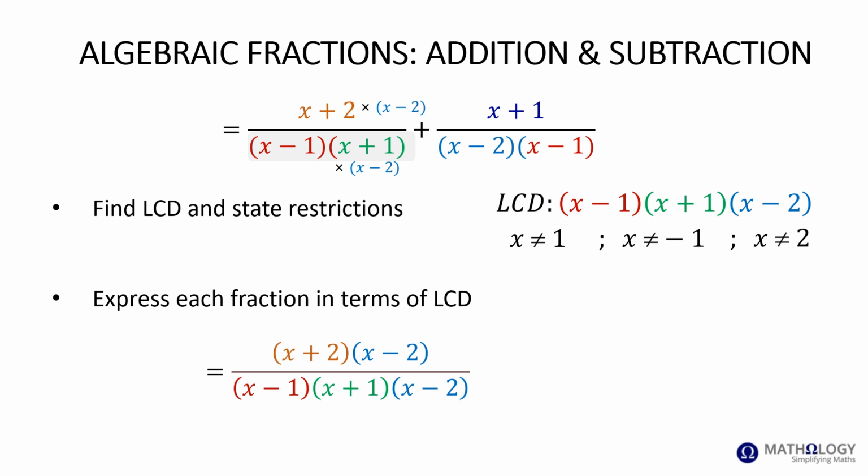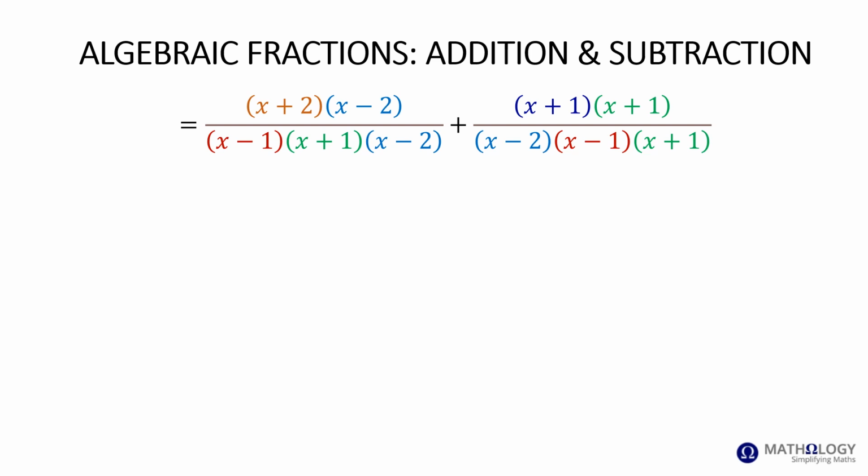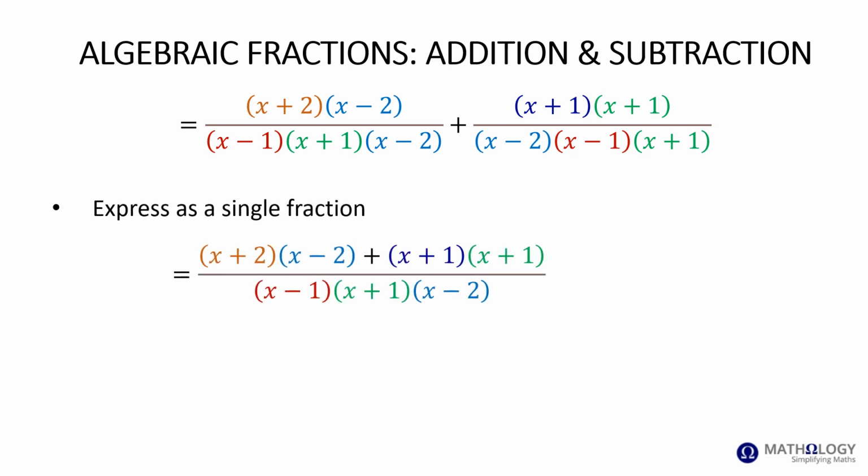LCD. Likewise, with the second fraction, we multiply the denominator by x plus 1, and therefore we also multiply the numerator by x plus 1. Now that each fraction is expressed as an equivalent fraction with the LCD, we can express the sum of the fractions as a single fraction, by adding the numerators.